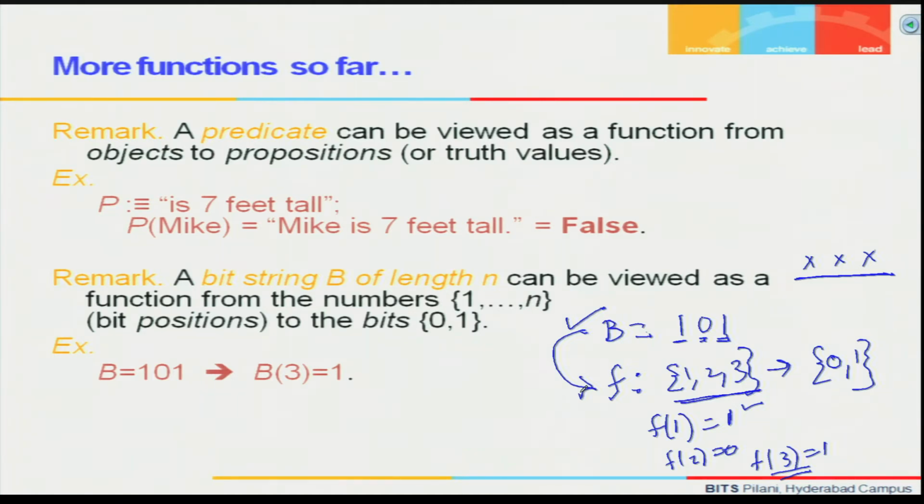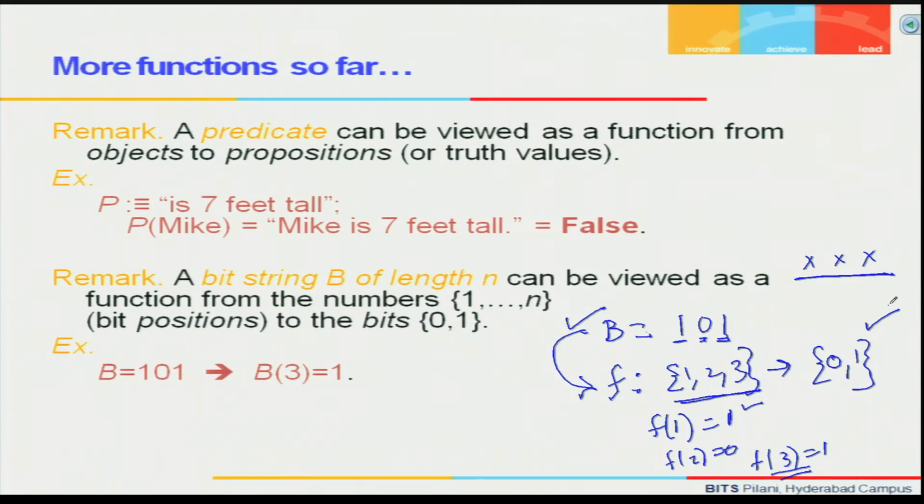Now actually this bit string is nothing but this particular function. So every bit string that you can define, you can see it as a function as well. And similarly, if you have got a function nicely defined from {1..n} to where the range happens to be {0, 1}, you get a corresponding bit string.